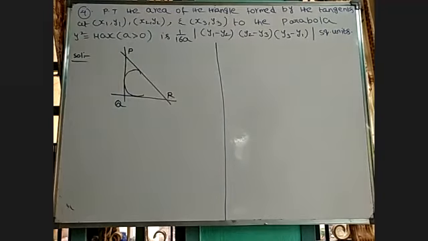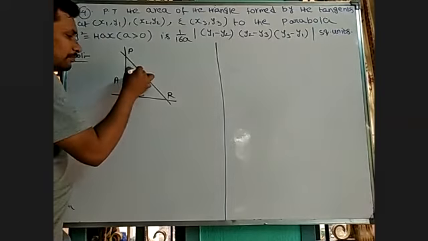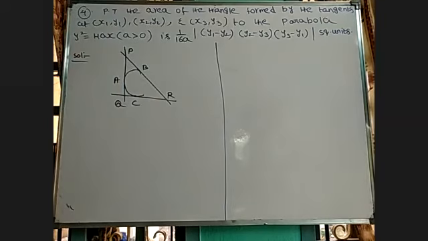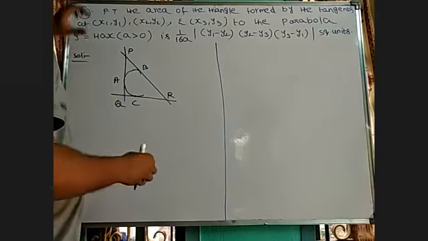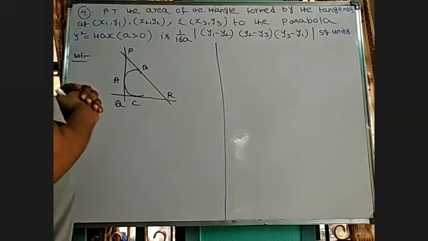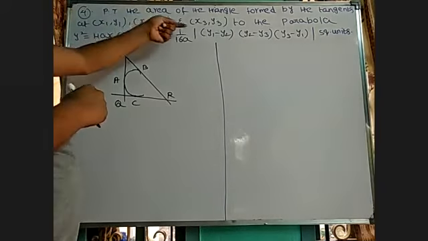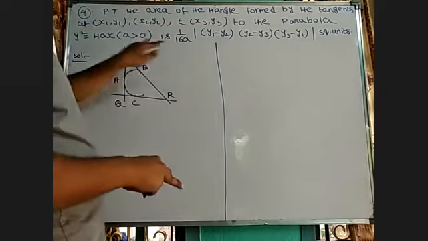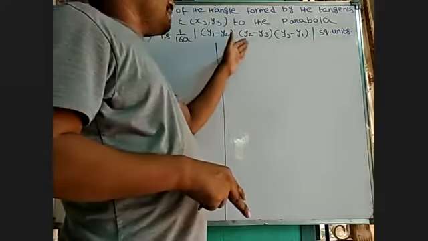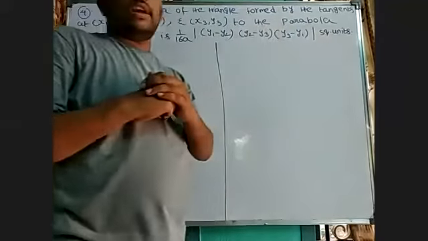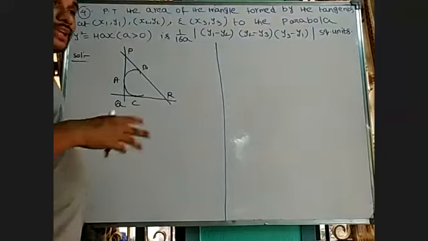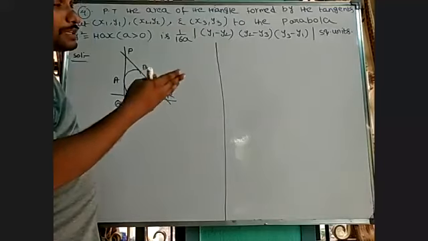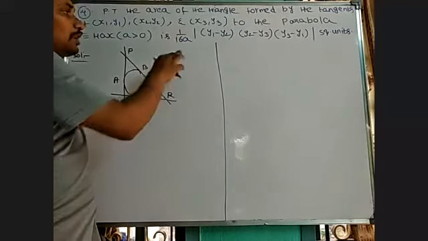P, Q, R, okay, A, B, C. Why are we taking A, B, C? First, see what they give. Prove that the area of the triangle formed by the tangents at (x1, y1), (x2, y2), (x3, y3) to the parabola y square is equal to 4ax, a greater than 0, is 1 by 16a mod of (y1 minus y2)(y2 minus y3)(y3 minus y1) square root. Before, in a similar sum we proved 1 by 8a times the same expression. Now we are proving 1 by 16a.